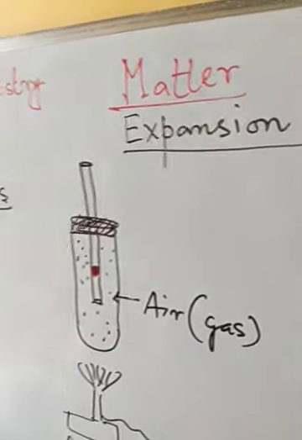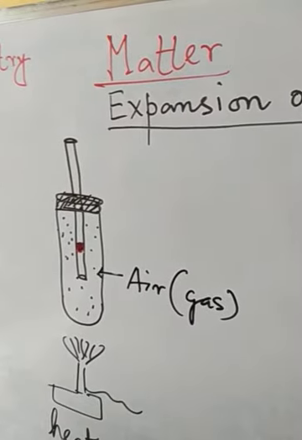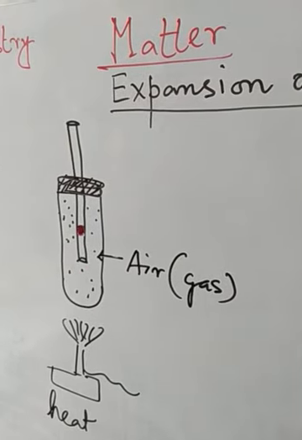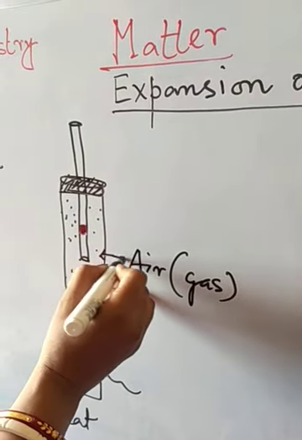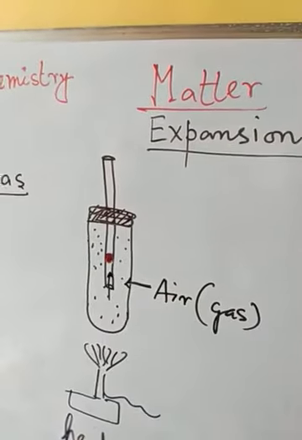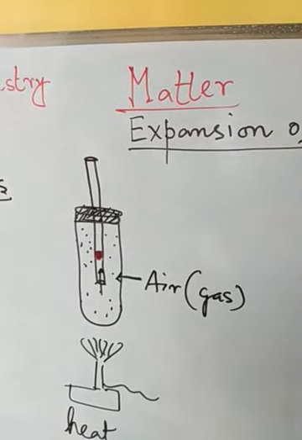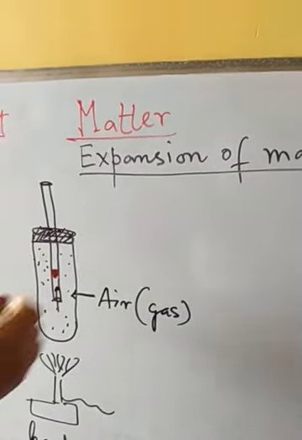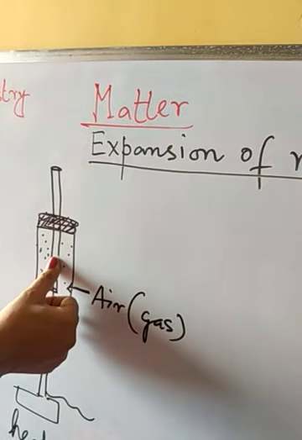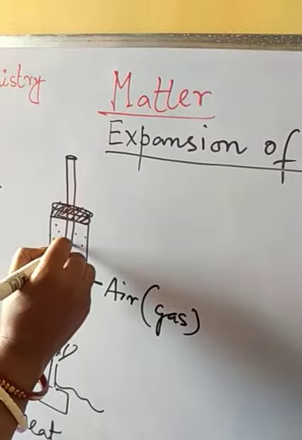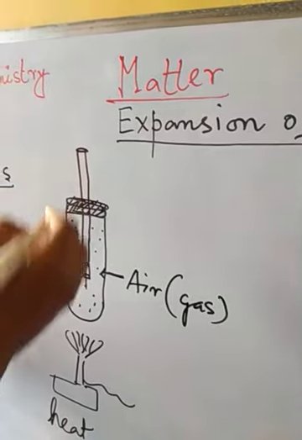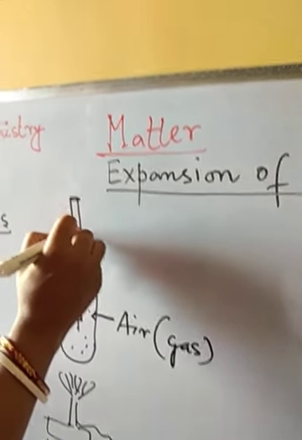As we are heating, the air inside the test tube also gets heated, and this heated air will push the red drop of the liquid through the capillary. At first the level was up to this, and afterwards, after heating, we can see the drop of the liquid inside the capillary will rise up to this.